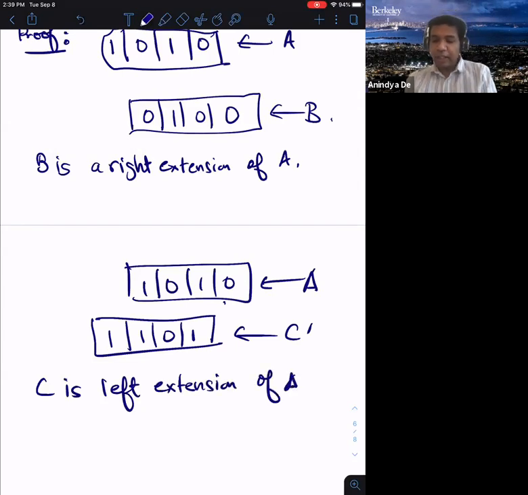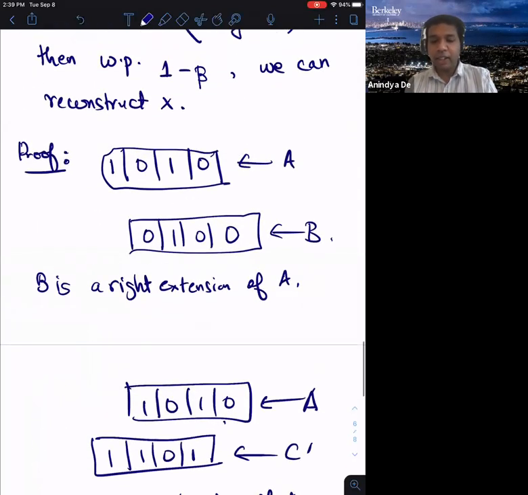Because you can delete a bit from the right of A and add a bit to the left of A, you will get C. Okay, so this is the notion of right and left extension. Can you extend your left, can you extend your right? Now here's the main thing.